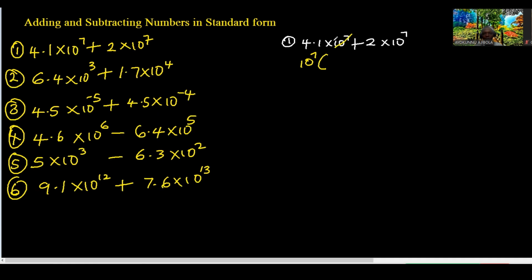Once you have removed it from the left, you have 4.1 remaining. So you put your 4.1 into the bracket, then plus, since you have removed it from this one also because it's common outside the bracket, then you add 2. So here we can say this is equal to what is 4.1 plus 2? That is 6.1. So 6.1 times 10 raised to power 7. This was easy because they have the same power. But anyone that does not have the same power, we cannot do it like that.